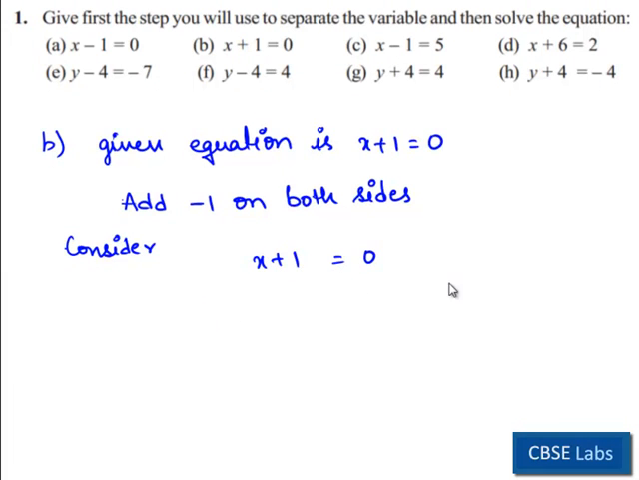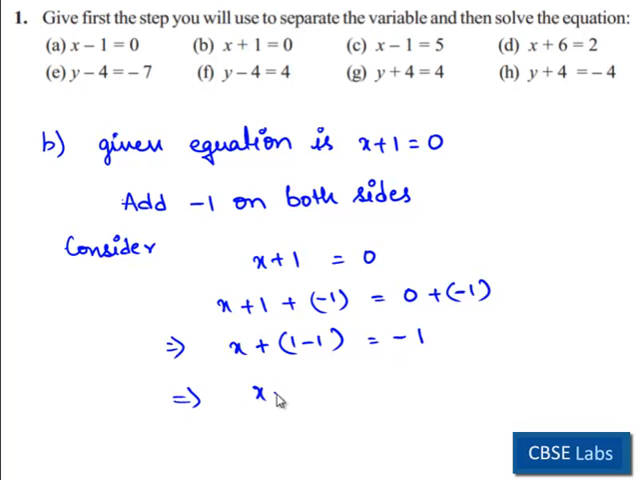On adding minus 1 on both sides, we have x plus 1 plus minus 1 is equal to 0 plus minus 1. So this can be written as x plus 1 minus 1 is equal to 0 minus 1, which gives us minus 1. So this implies x plus 1 minus 1 is 0.